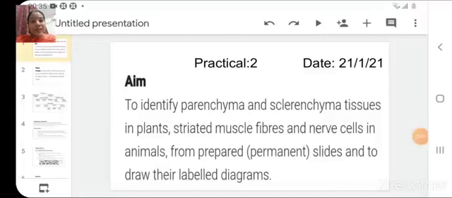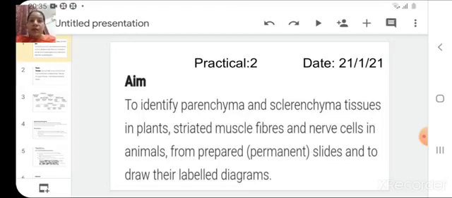Welcome my dear students. Today we are going to discuss practical number 2. In today's session I will explain this practical and we will also learn the pattern of how we have to write this practical in our journal.